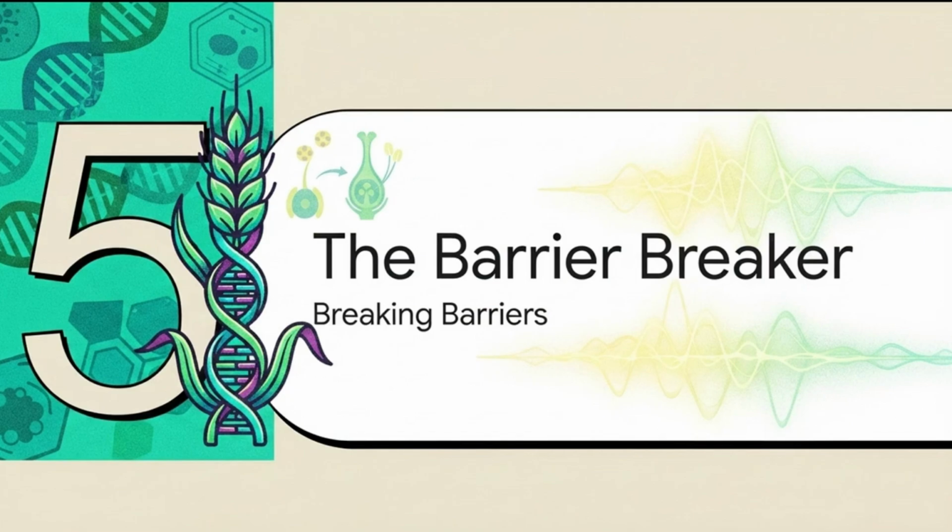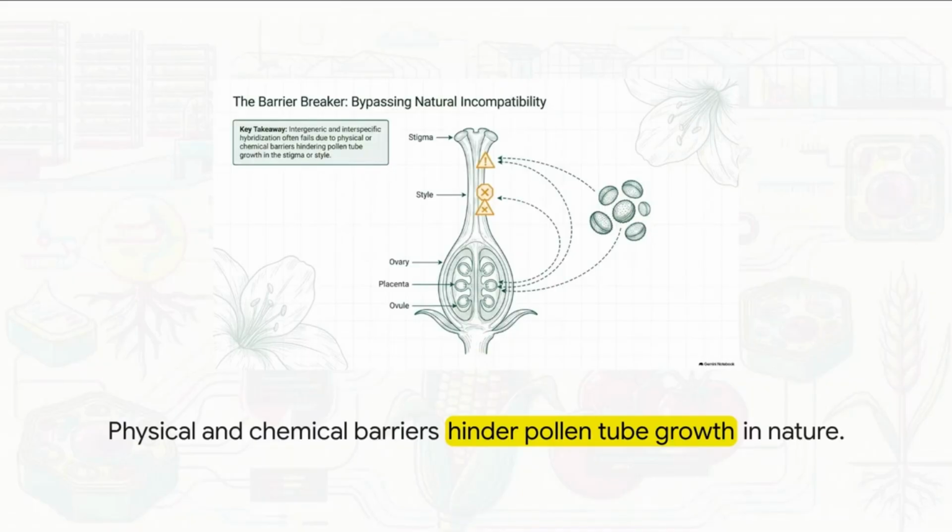Section 5, breaking natural plant incompatibilities. Time to meet the barrier breaker. Out in nature, plants have evolved some pretty sophisticated defense mechanisms. When pollen lands on a stigma, it has to grow a tiny tube all the way down the style just to reach the ovary. But plants actually have physical and chemical walls right there that actively reject pollen from different species, or sometimes even from the plant itself. This strictly limits what traditional breeders can pull off out in the field.